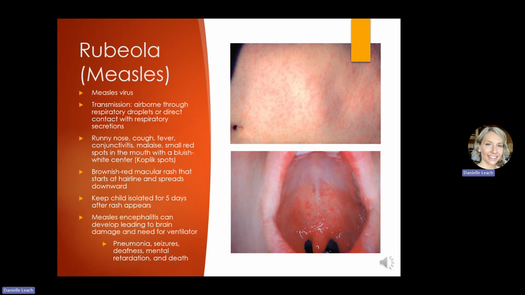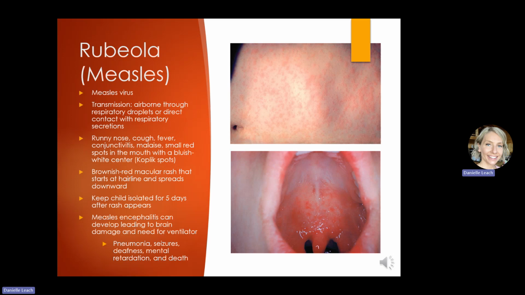One thing we worry about with measles is this could develop into measles encephalitis, which can be very severe and can cause brain damage that the child would need ventilator support. Could cause pneumonia, seizures, deafness, mental retardation, and even death.